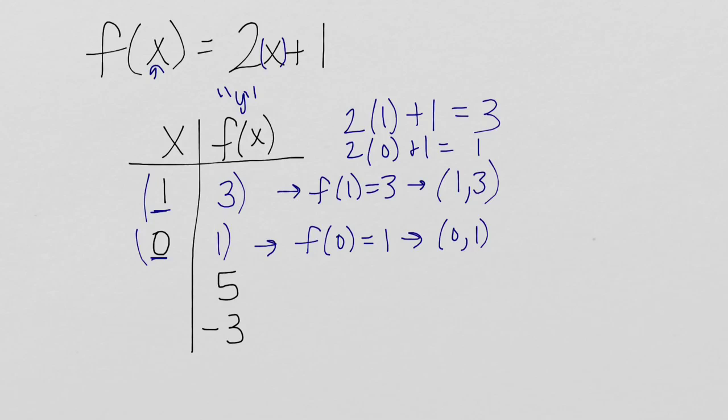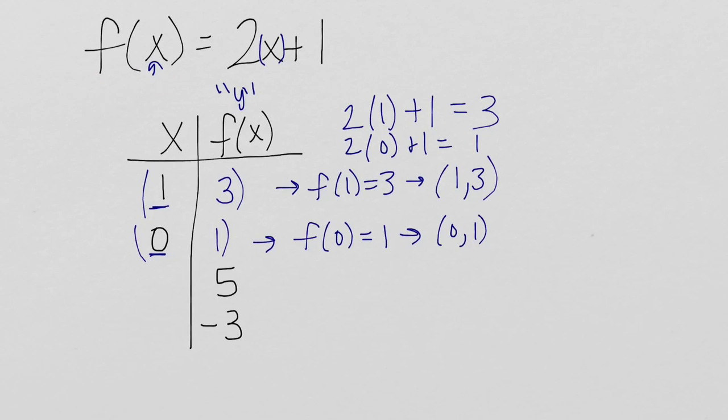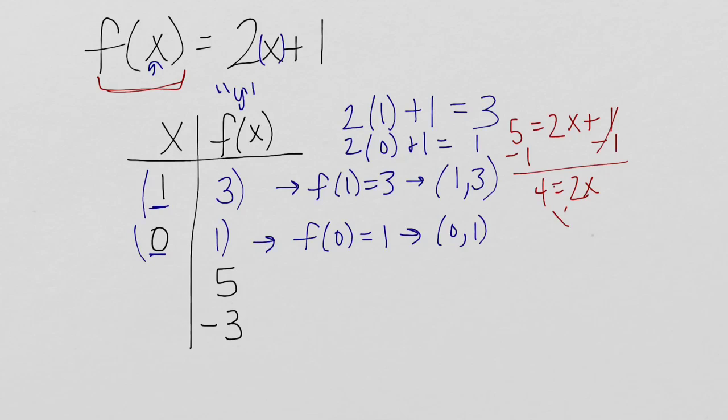But now down here, they want you to go backwards. They're giving you y values. So they want you to plug in the 5 and -3 for this whole f of x, for y. Alright, so we're going to do some scratch work over here. We're going to say 5 equals 2x plus 1 and solve it. So x equals 2, so that's my x value.